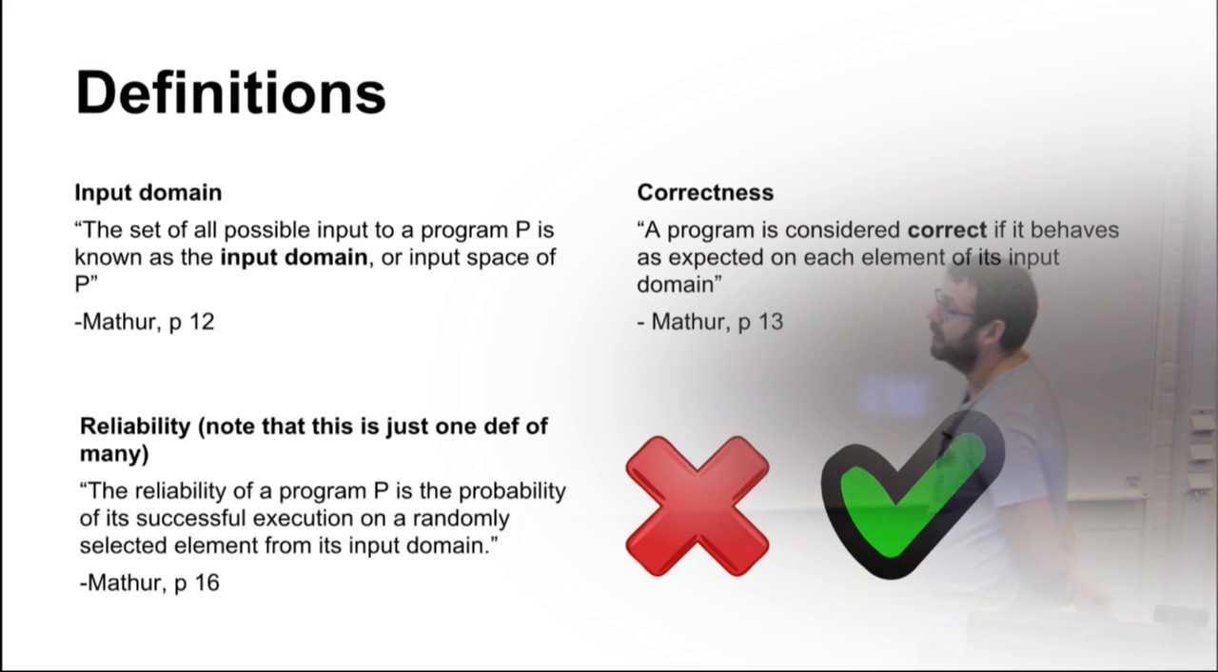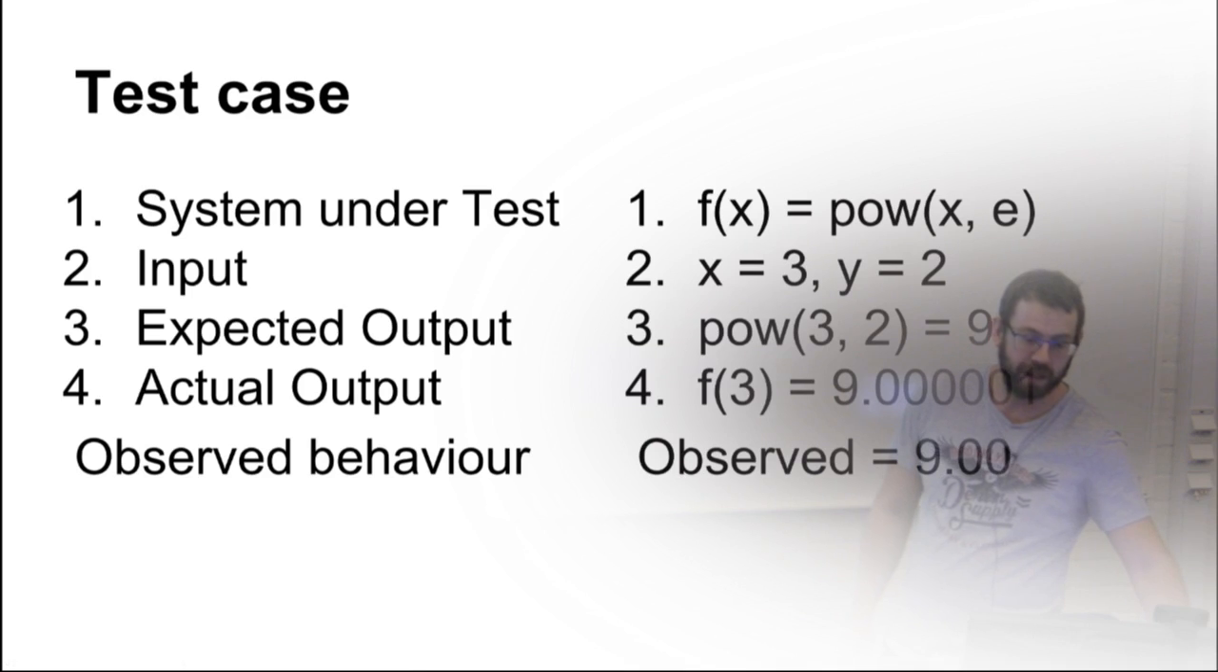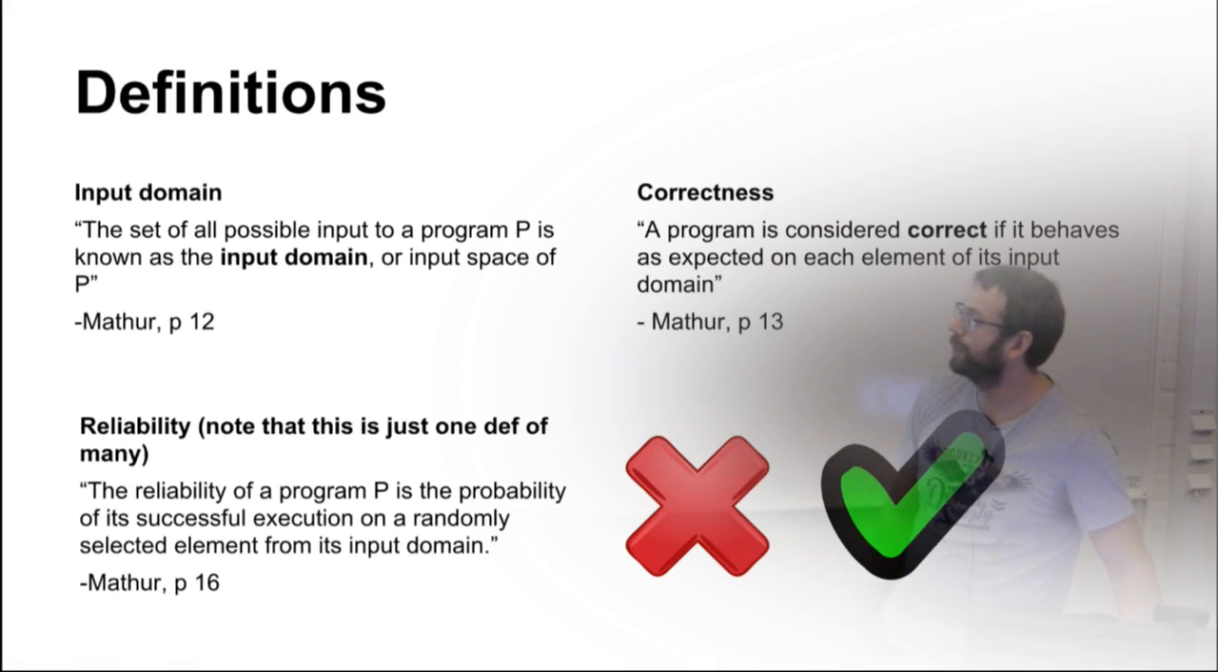Okay, the input domain is the set of all possible input to a program P. It is known as the input domain or input space of P. So if we take this pow, which takes two floating point numbers, let's assume those are 32-bit numbers, then we get 2 to the power 64 size of the input domain. It's huge. So we're not even doing exhaustive testing on that one.